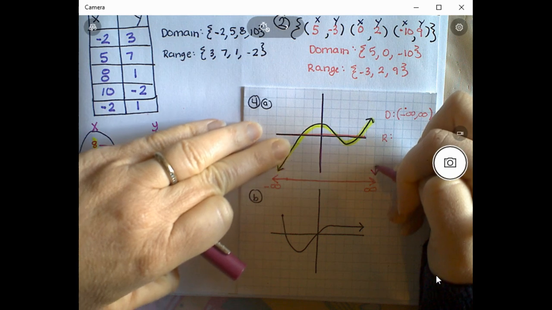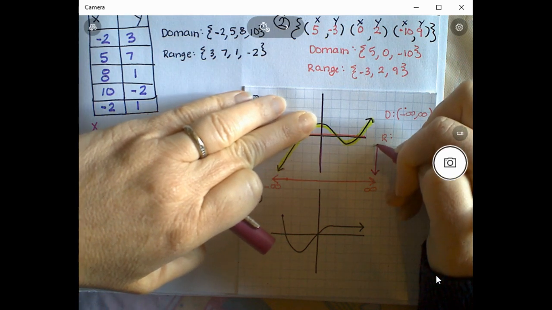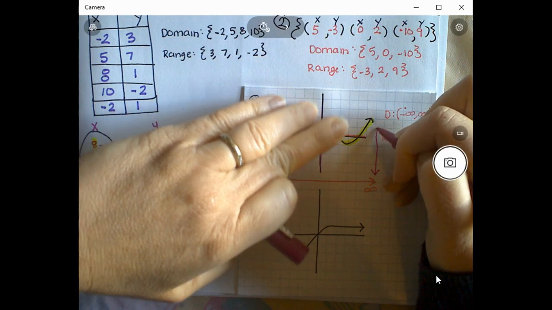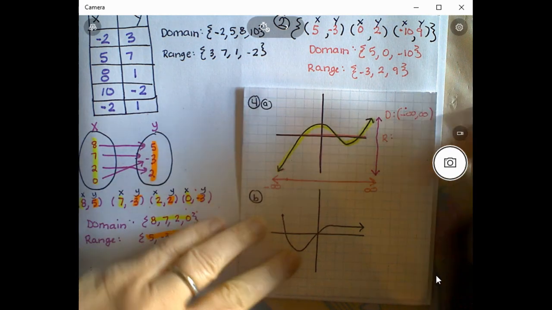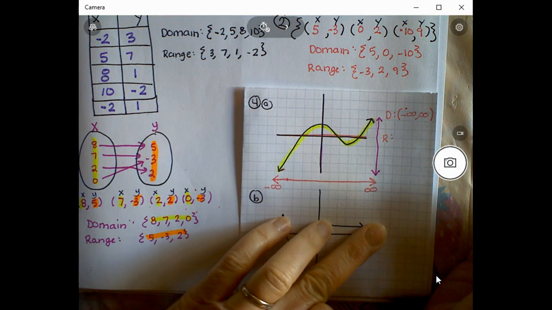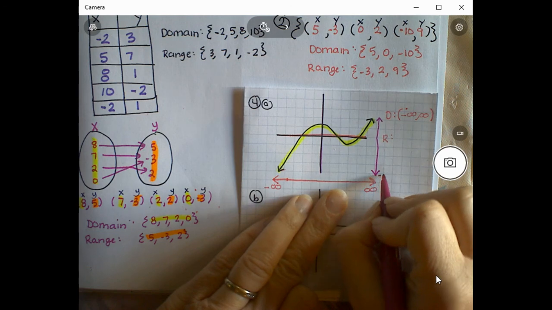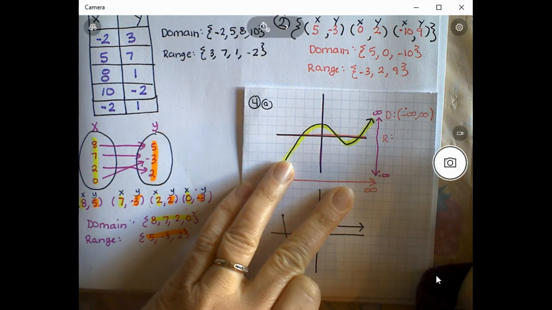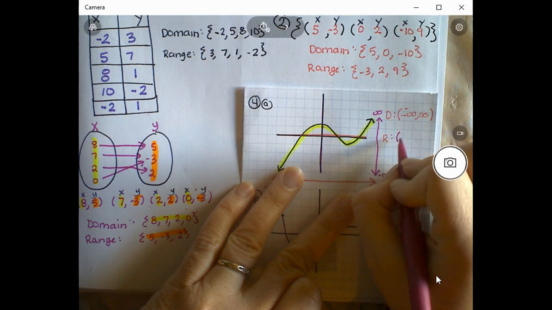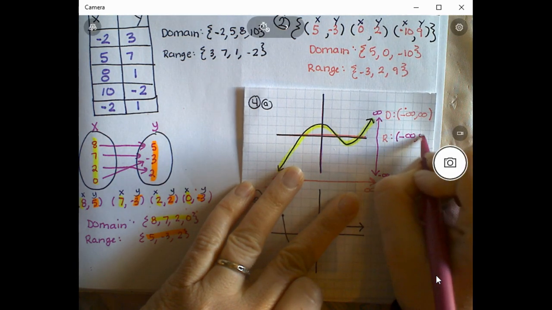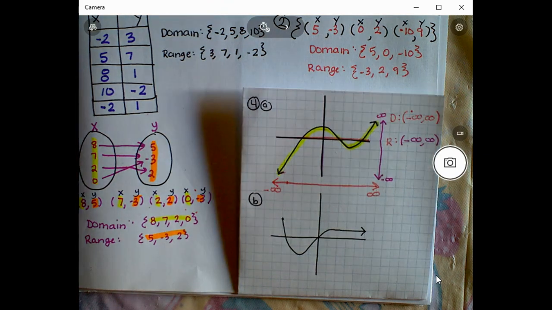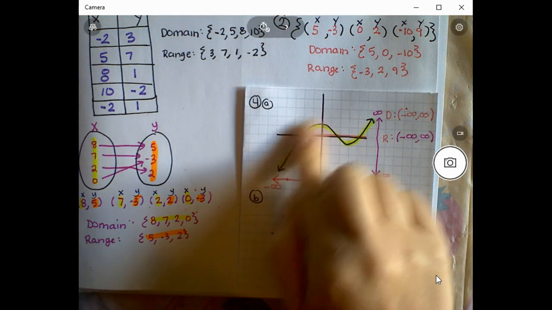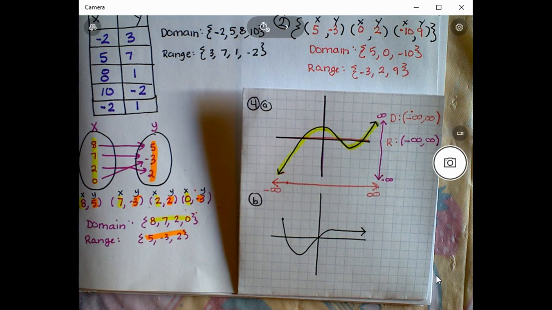I see my graph. And yes, it goes up and down, but that doesn't matter. I see it all the way up until there. Okay? Pointing down, negative infinity. Pointing up, positive infinity. And so the range is also negative infinity to positive infinity. Any point is on this graph, any x value or y value on that graph.